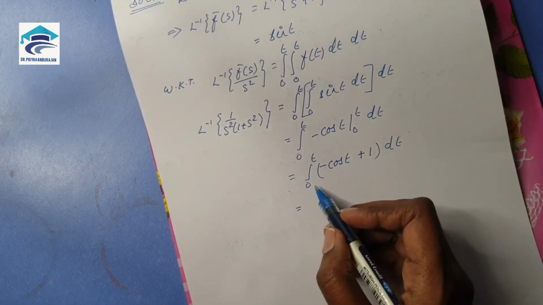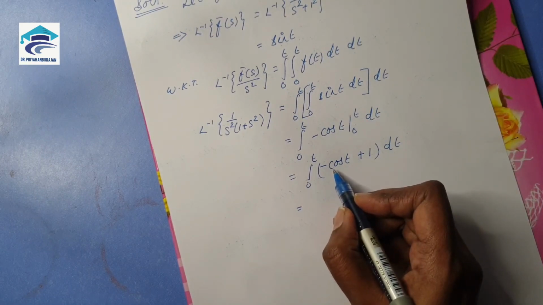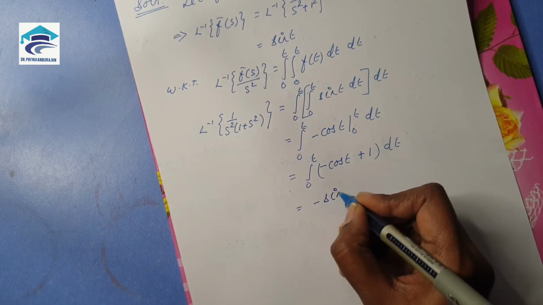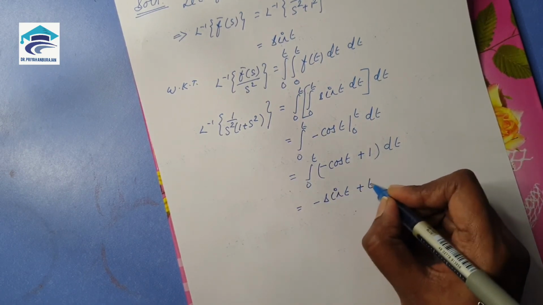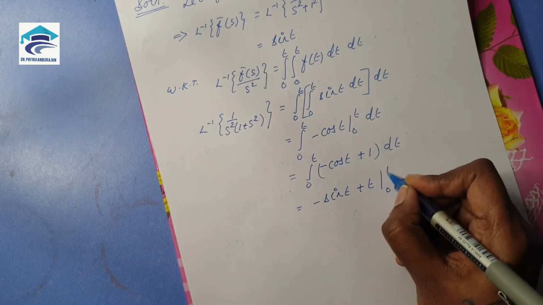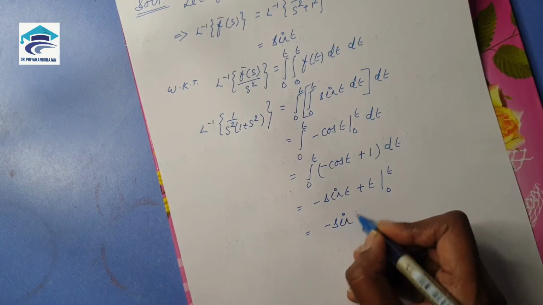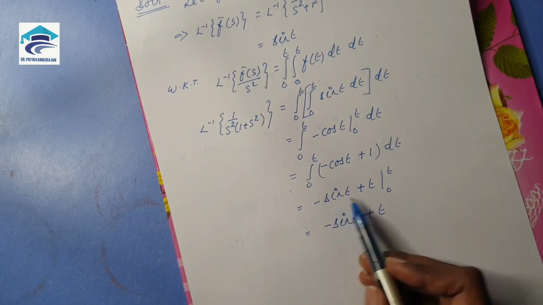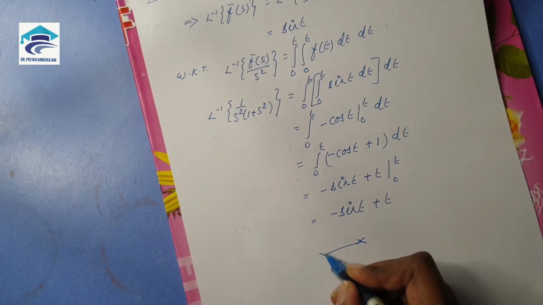So, let me integrate this again. If I integrate this, it will become sin, already we have a negative sign. So, it is minus sin t. If I integrate this one, it will become t. So, this is also from 0 to t. So, this is minus sin t plus t, and if I apply 0, sin 0 is 0, and if I apply 0 here, it is also 0. So, this will be my answer.